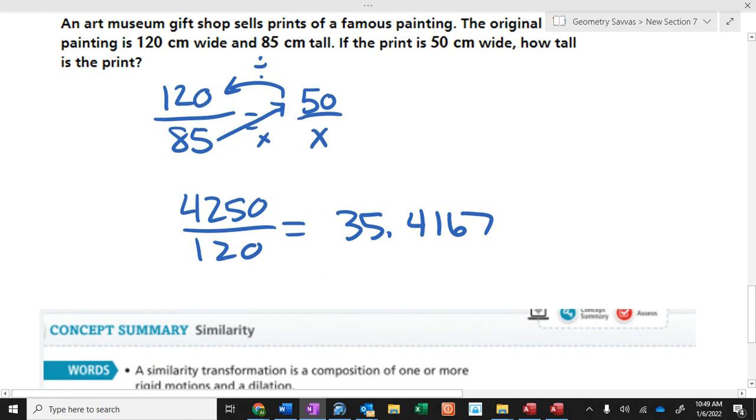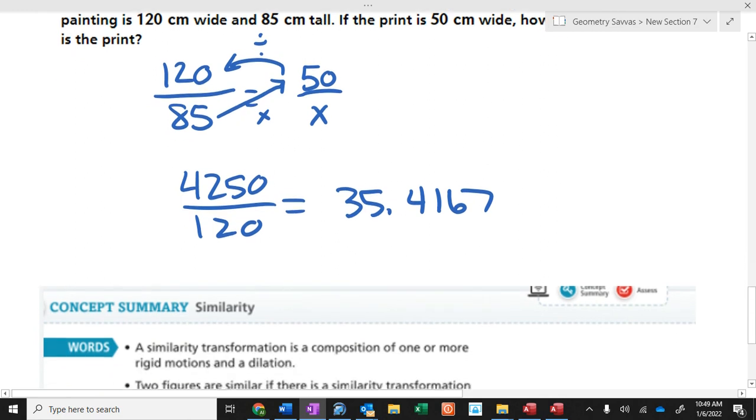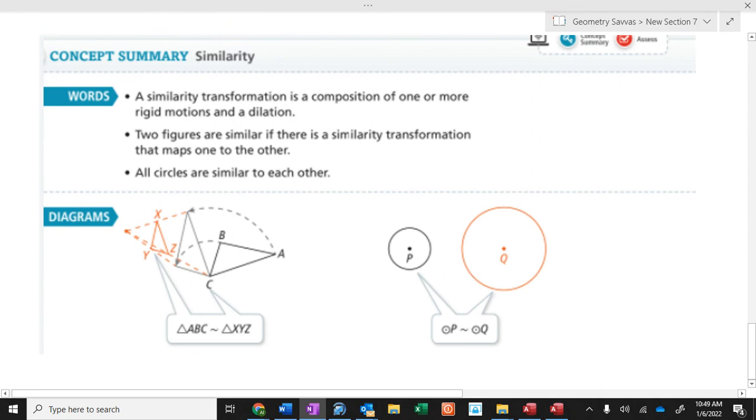Okay. So you might have to do a little bit with proportions today. Okay, similarity transformations. A similarity transformation is a composition of one or more rigid motions, a translation, rotation, or reflection, and a dilation. Okay? So you can map similarity transformations onto one another by dilating and so on. This is something that we didn't talk about yet, but it's important today.